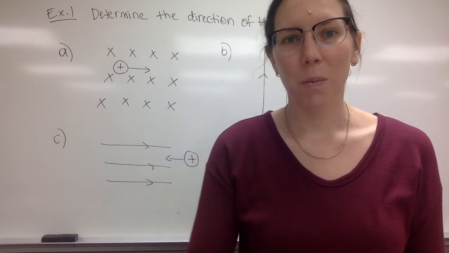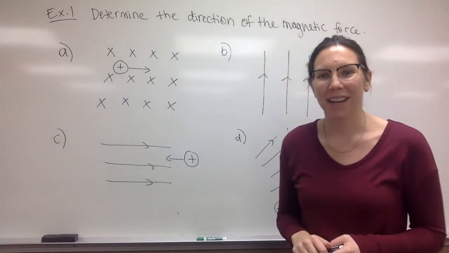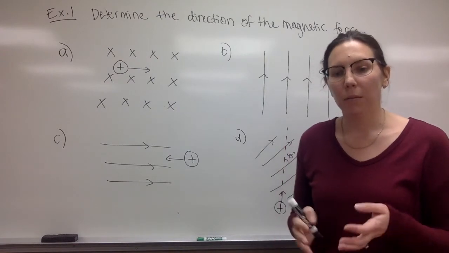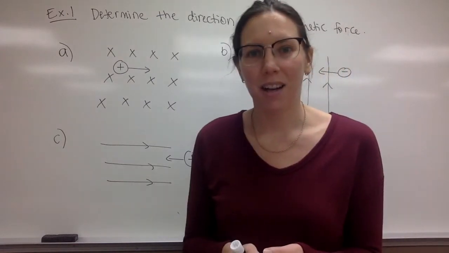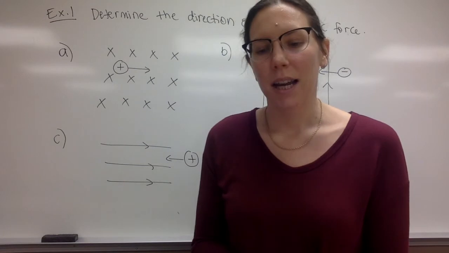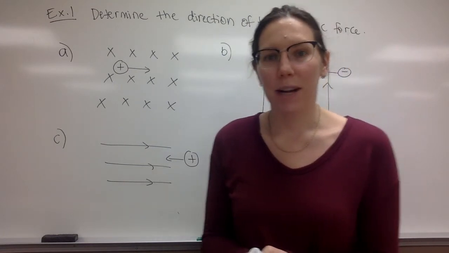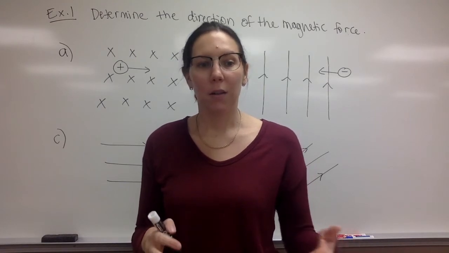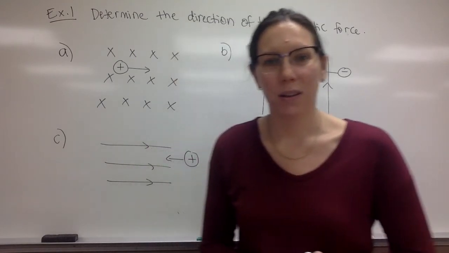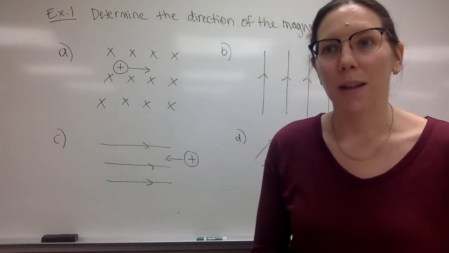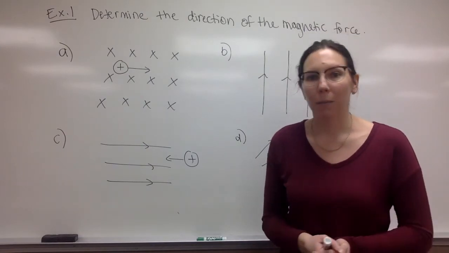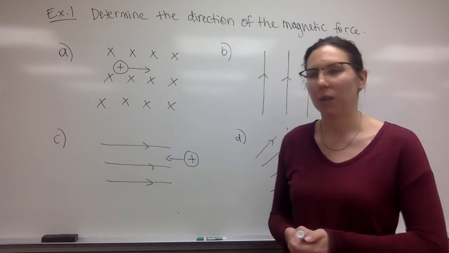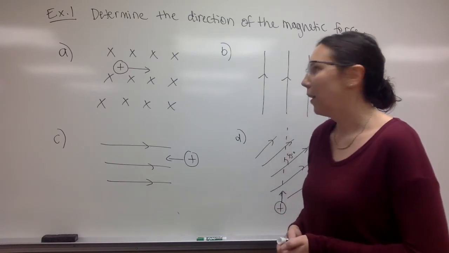Okay, so for example 1, determine the direction of the magnetic force in each of these following cases. We can use the right-hand rule to give us the direction of the force on a positive charge. If the charge is negative, the direction of the magnetic force on that charge is exactly opposite to the direction that it would be on a positive charge. So we'll use the right-hand rule and then multiply by -1 to find the direction if it's a negative charge. Okay, so let's start on A.